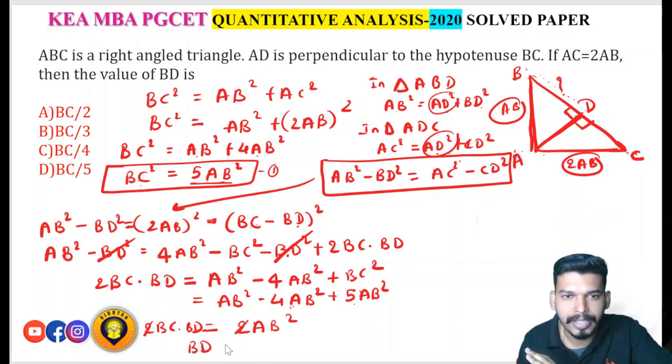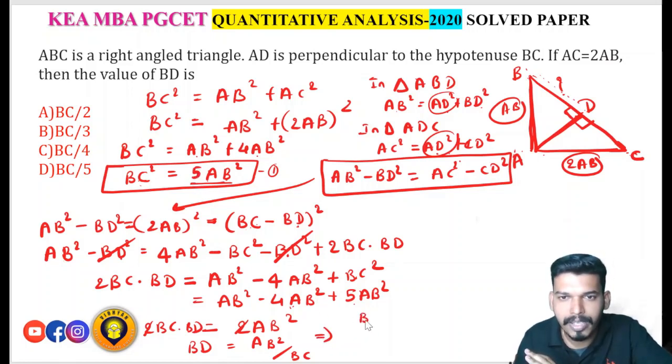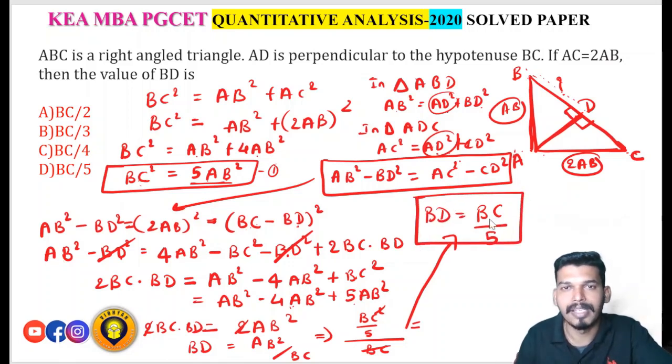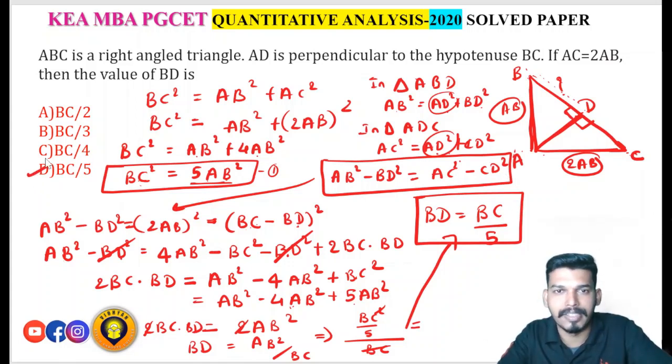So you want BD, right? BD is equal to AB square upon BC. AB square is BC square divided by 5. So this implies BC square divided by 5, divided by BC. One BC and one BC will get cancelled. Remaining, what is the answer? Therefore, the answer will be BC by 5. BD is equal to BC by 5 is the answer. So BC by 5, that is option D, is the right answer.